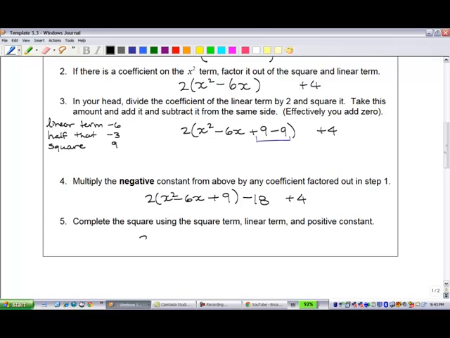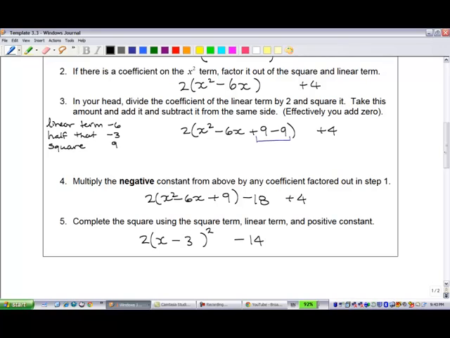Complete the square using the square term, linear term, and positive constant. So we are going to create a perfect square. Negative 18 plus 4 is actually negative 14. I can just combine those two. Now, what perfect square did I have when I had x squared minus 6x plus 9? It is actually the half term from above, that negative 3. So x minus 3 squared, when you FOIL that out, gives you x squared minus 6x plus 9.